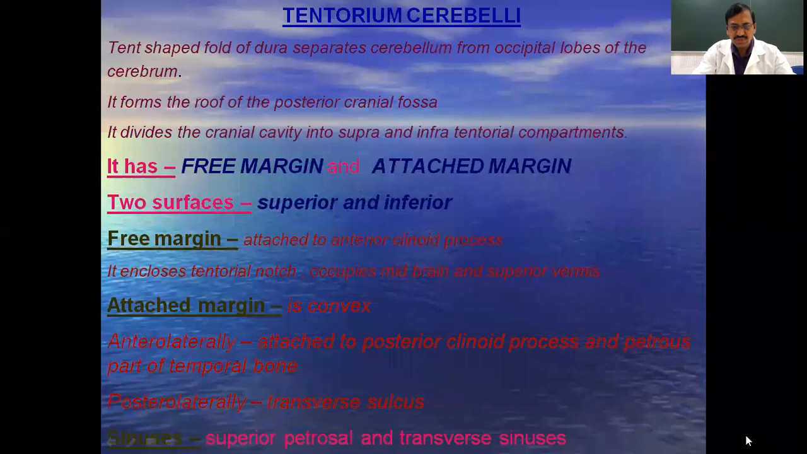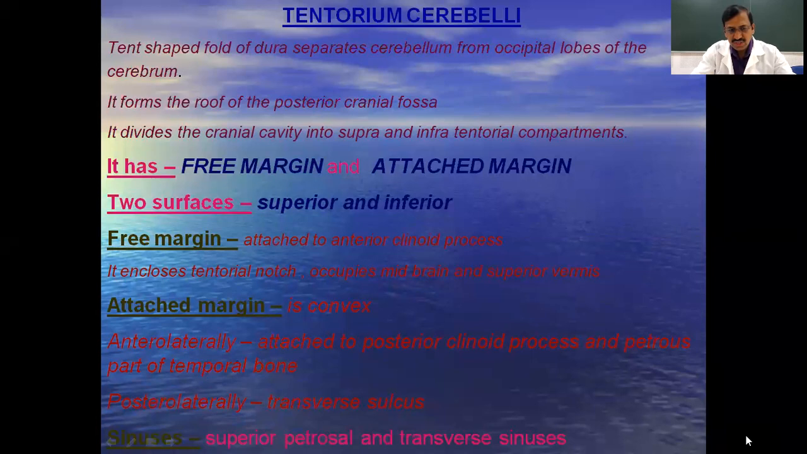The anterior most part of the free margin is attached to the anterior clinoid process. What is the anterior clinoid process? It is a bony prolongation or elevation in the anterior part of the jugum sphenoidale. There is a depressed area over the body of the sphenoid bone, which we call jugum sphenoidale, and the anterior part of this, under the lesser wing of the sphenoid, forms a bony prolongation called the anterior clinoid process. This is the site for the attachment of the free margin of the tentorium cerebelli.